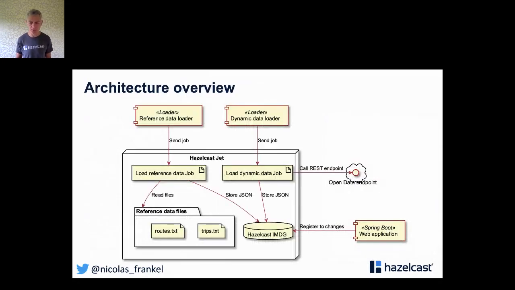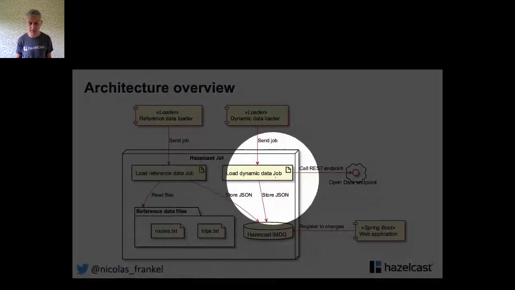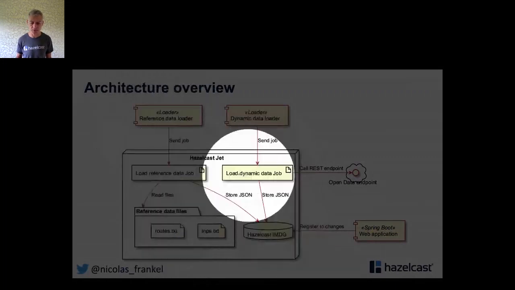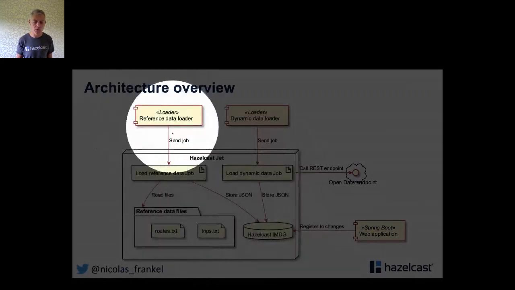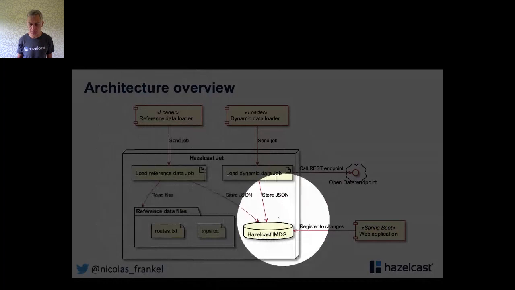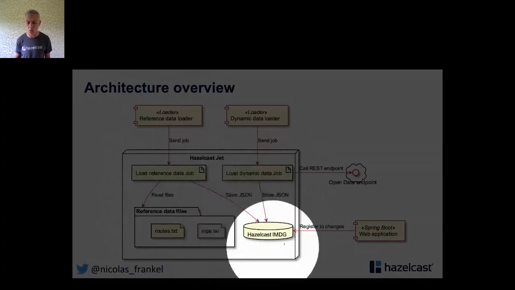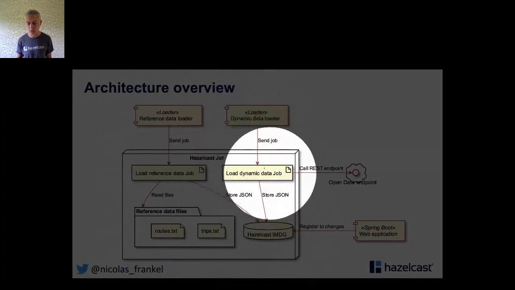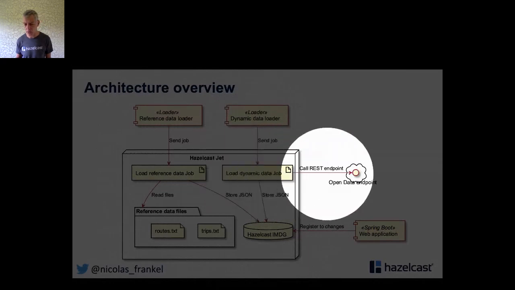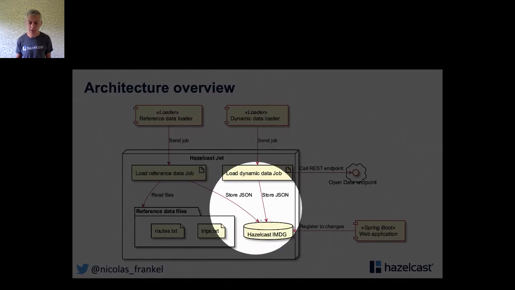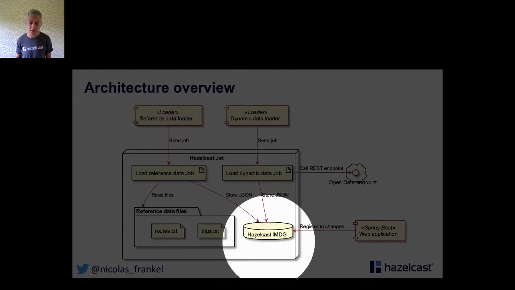This is the architectural overview. So what I've shown you is here, the loads dynamic data. But first, what I do is I start the Jet cluster. Then I load from the files. So I read the file, I transform them to JSON, and I put each of the files in its own dedicated map. Then, as I mentioned, I will actually send the job. The job will every time read the REST endpoint, and I will enrich it with what is already in IMDG and put everything into a dedicated map.